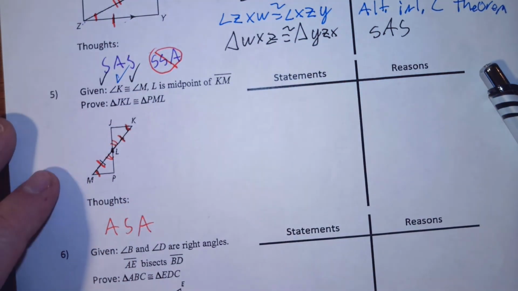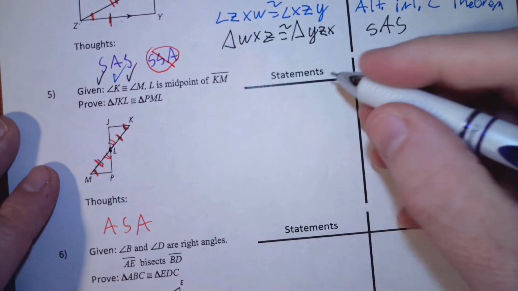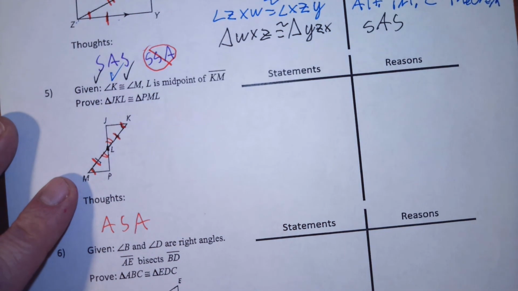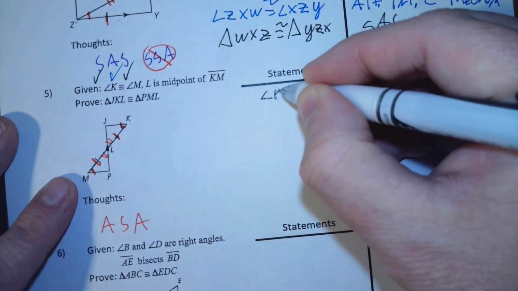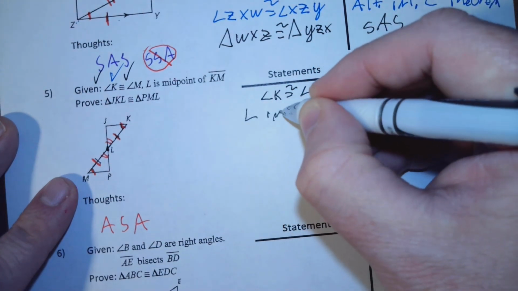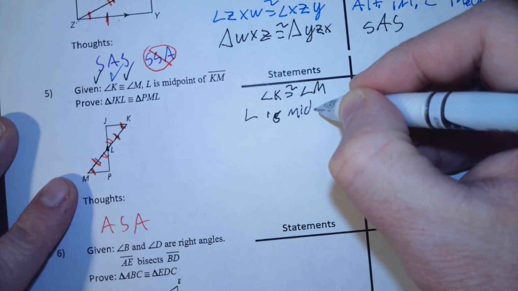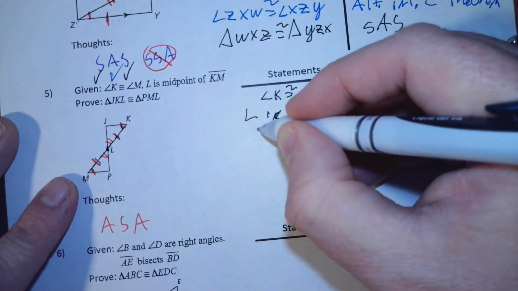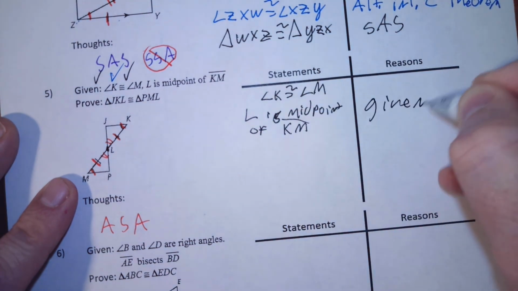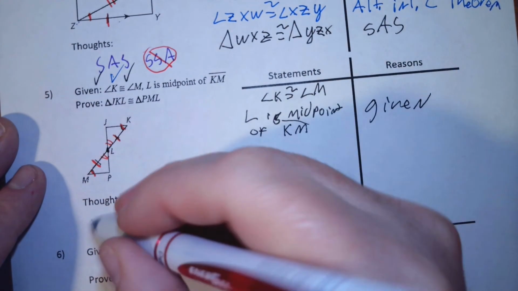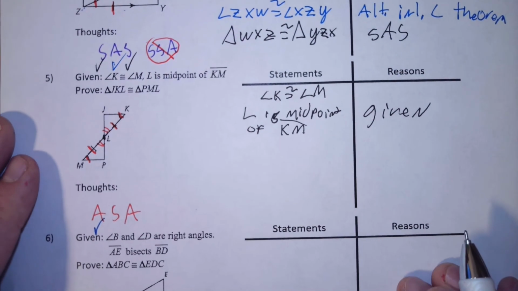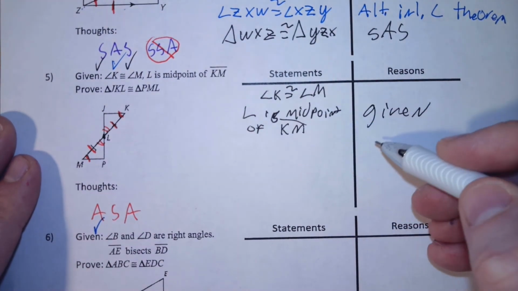All right, we're going to write the given. Let's do it right. Angle K is congruent to angle M. L is midpoint of KM. That's my given. Okay, my given gives me an angle right here. If we can see it, I'm crooked. Okay, let's move on.